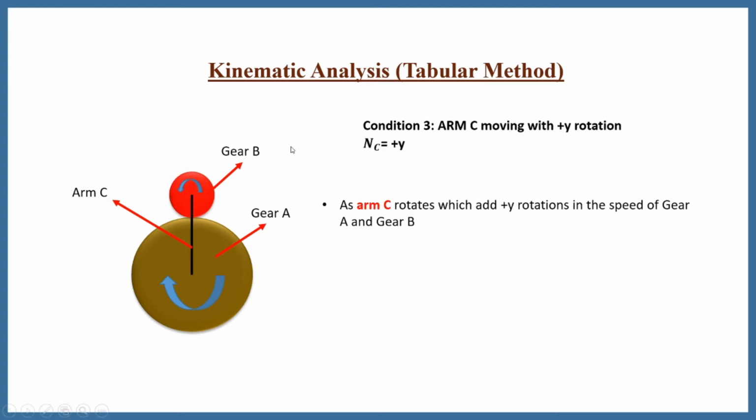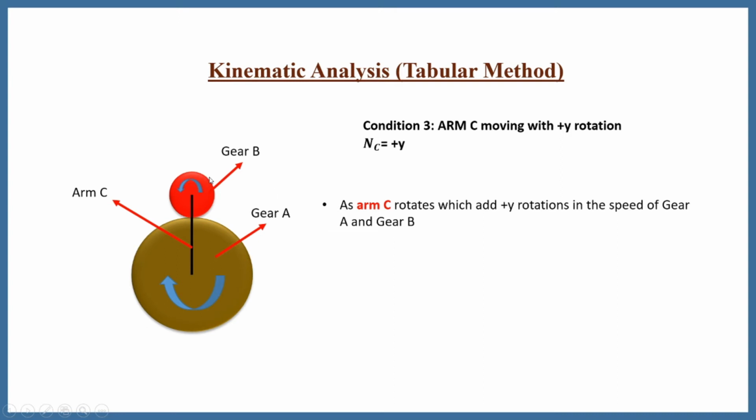Now we have to consider the third condition. Now that arm is rotating with the plus y rotation. That means now we need to add the plus y rotation of the arm. That means NC is equal to plus y. Now arm C rotates, which adds plus y rotation in the speed of gear A and gear B. When we allow this arm C to rotate, it adds the plus y rotation in gear A as well as in gear B.